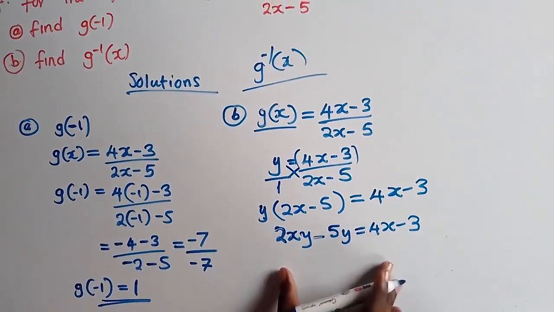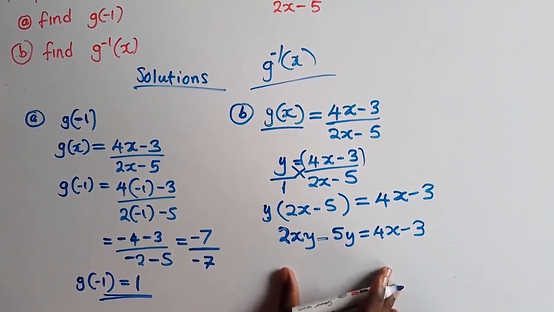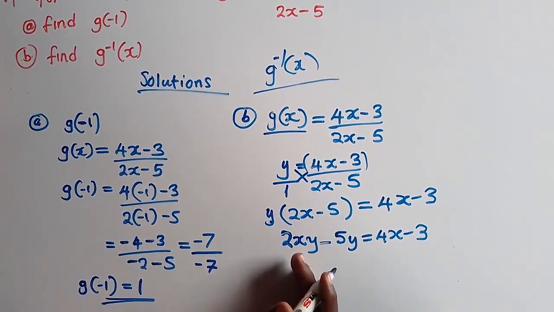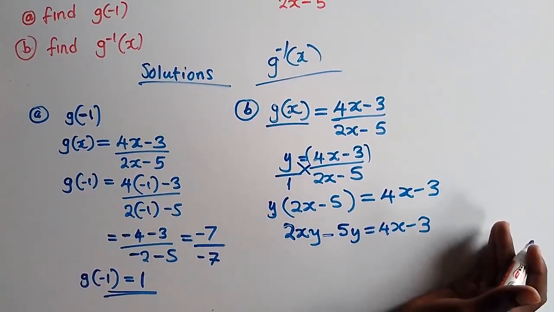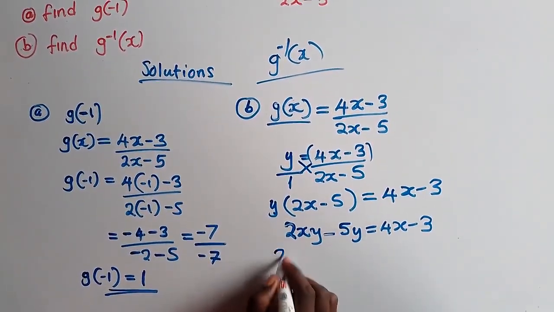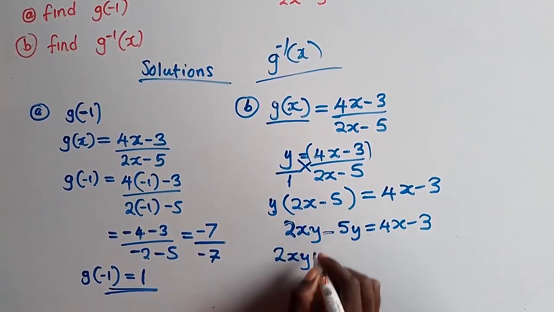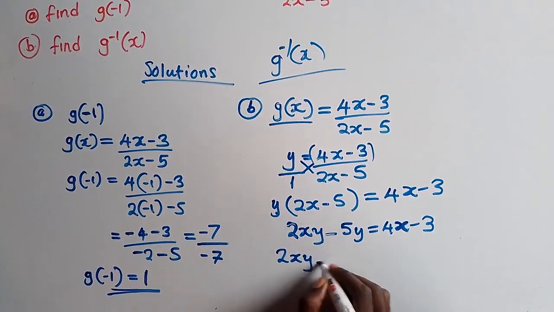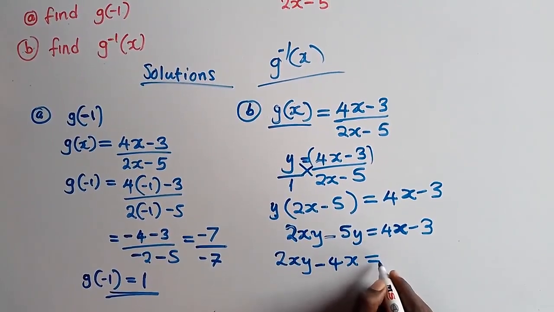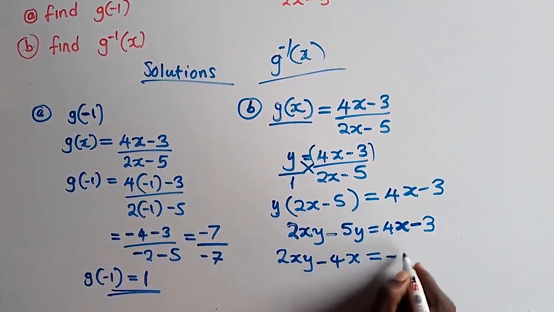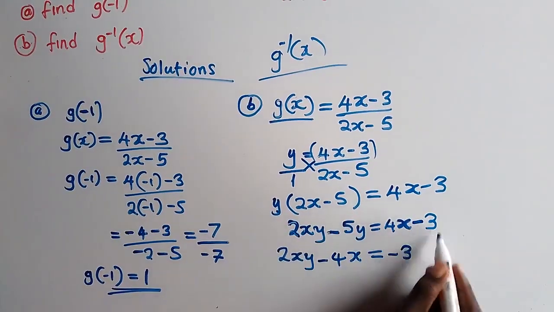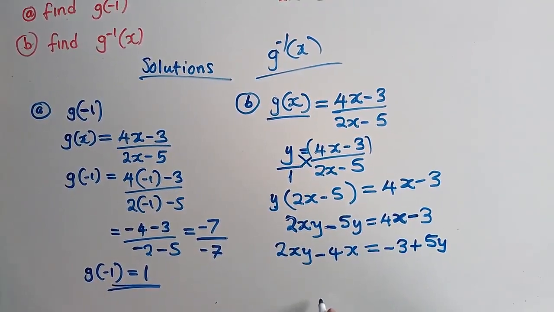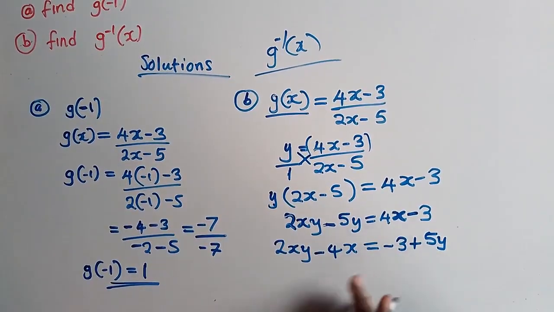So when you reach here, you know that you are making x the subject of the formula. So you need to group x on one side. Those numbers without x, you put on the other side of the equation. So you've got 2xy. Then this 4 has x as a variable, so it will come this side, and it becomes negative 4x, which is equal to, I remained with the negative 3. So this 5y will come this side, I'm going to have positive 5y, like this.